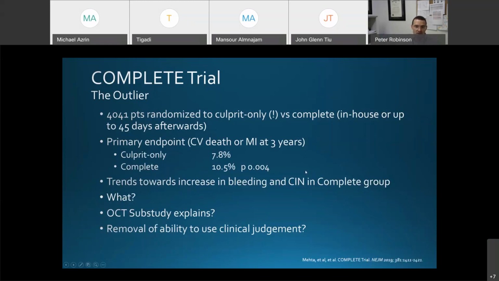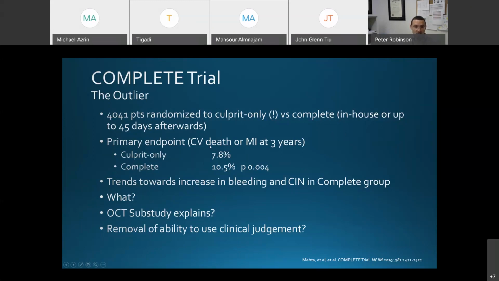4,000 patients were randomized to culprit only, and I put an exclamation point because really it was fixed. You were almost basically not allowed to revascularize them, even if they had symptoms or a large area of ischemia, versus doing everything, revascularizing everywhere, either in-house or up to 45 days afterwards. So in my opinion, it's biased from the outcome towards complete revascularization.